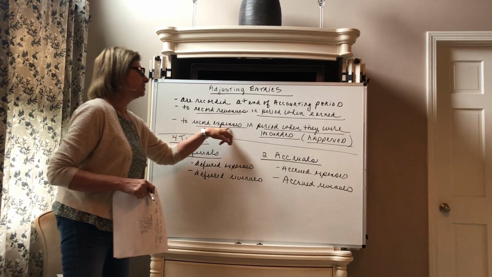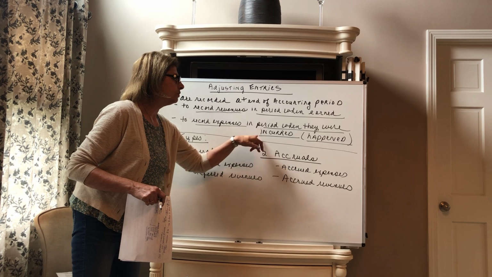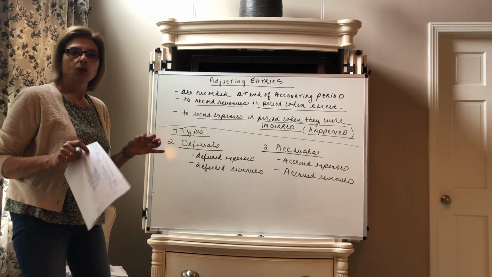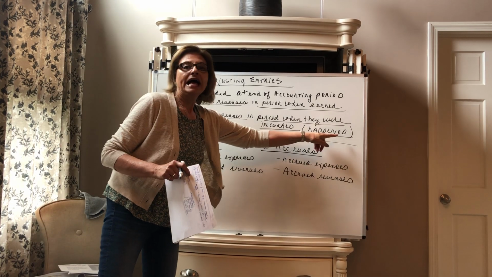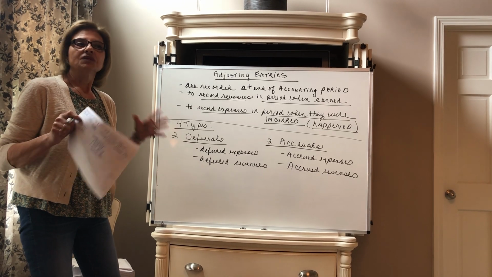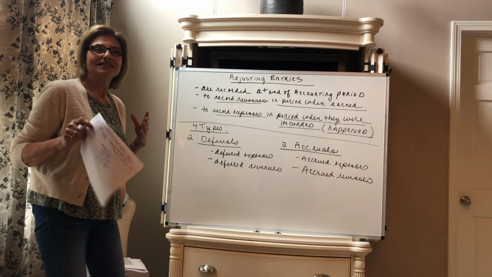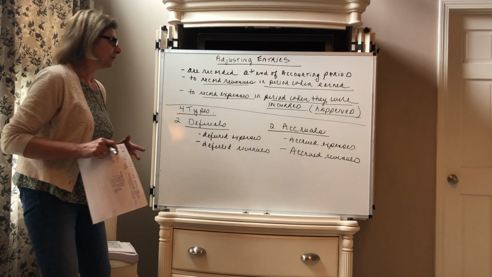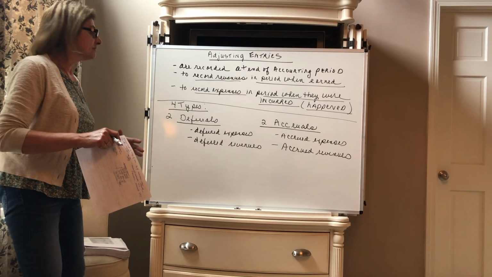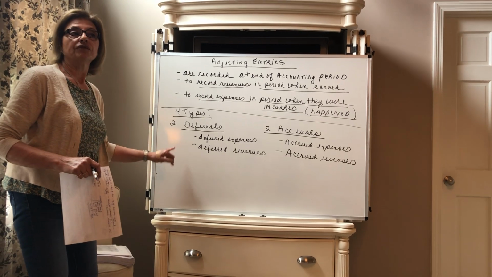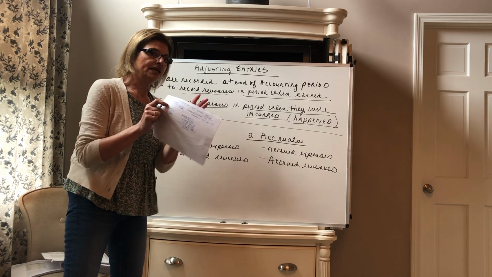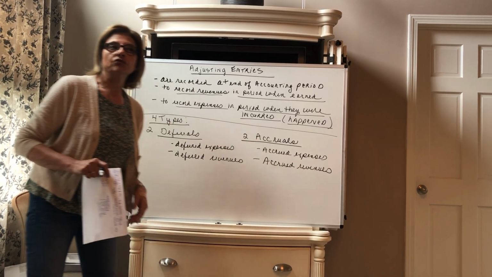The second goal is to record expenses in the period when they were incurred. The word incurred is an accounting word. What it means is when they happened. There's a couple of accounting-speak type words that I'll translate for you as we go along. Okay, so we're going to learn about 4 types. In this video, we're going to do the first 2, part 1. And then in the second video, not to make them too long, we're going to do the 2 accruals.